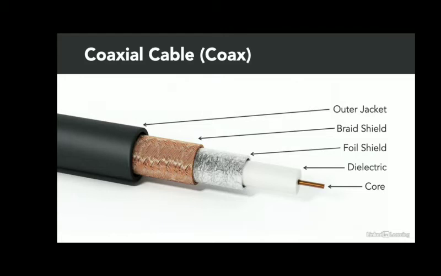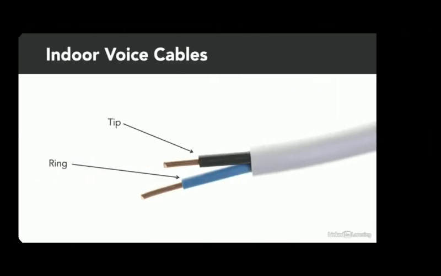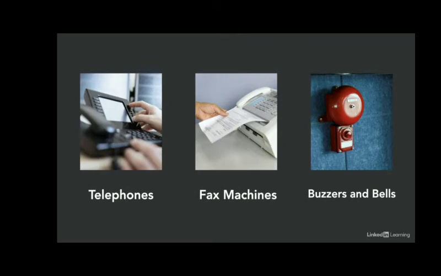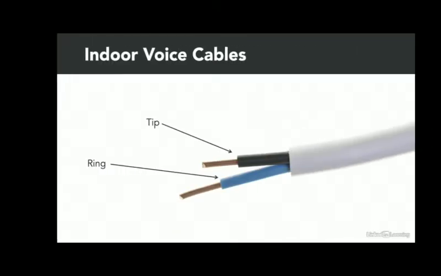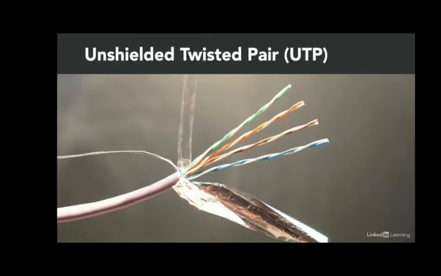Coaxial cables consist of a core of copper, a dielectric material, a foil shield, a braid shield and an outer jacket. What is used in indoor voice cables is that it contains two terminals only. One is called the ring and the other is the tip. The telephone cables, indoor voice cables, are used in telephones, fax machines, buzzers and bells.